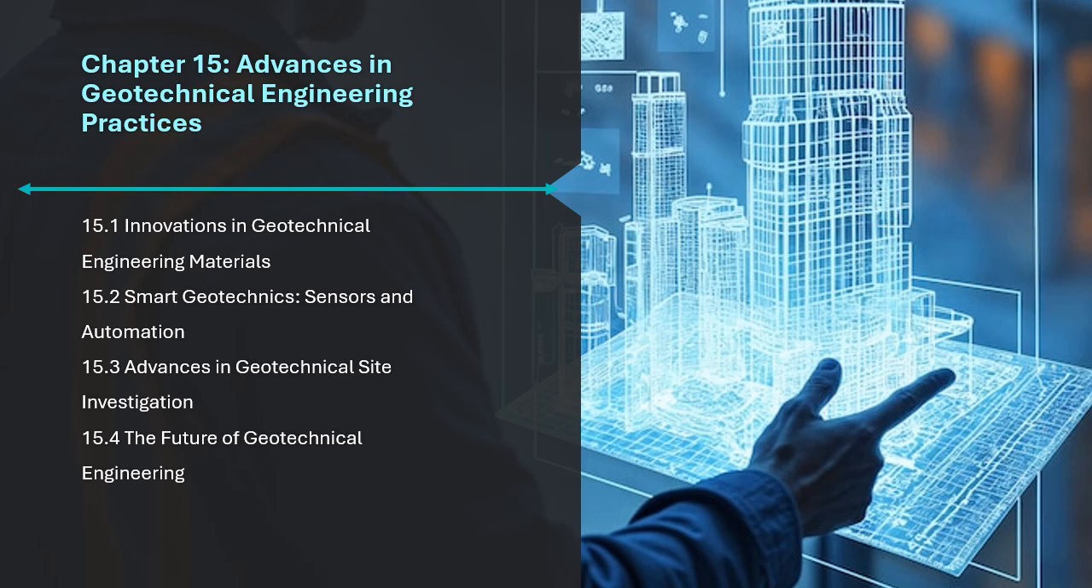Robotic soil sampling. Robotic systems are now being developed to automate the process of soil sampling and testing. These robotic systems can collect samples in hard-to-reach locations, improving the efficiency of site investigations and reducing the need for manual labor. Automation of soil testing also ensures higher consistency in testing methods and results.